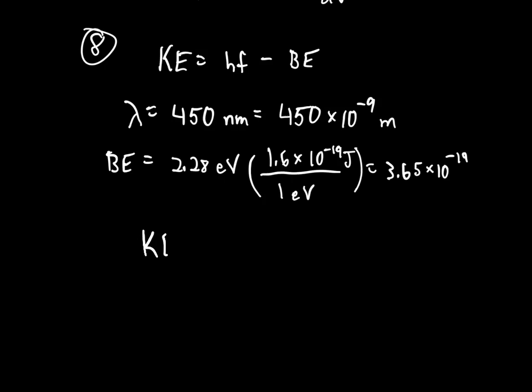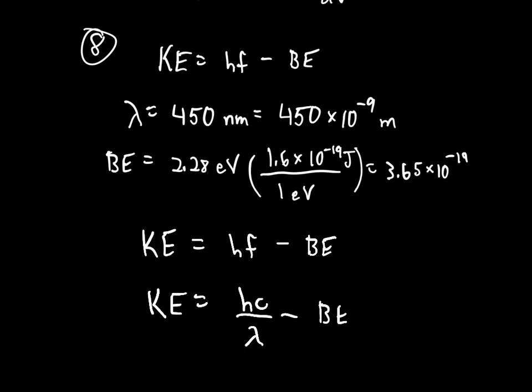So now I have my kinetic energy equals h times f minus the binding energy. Did they give us f? No, what did they give us? Lambda. So I need to replace the f with the equation that involves lambda. f is c over lambda. So the kinetic energy is also equal to h times c divided by wavelength, minus the binding energy.